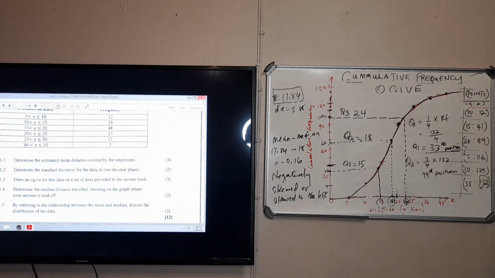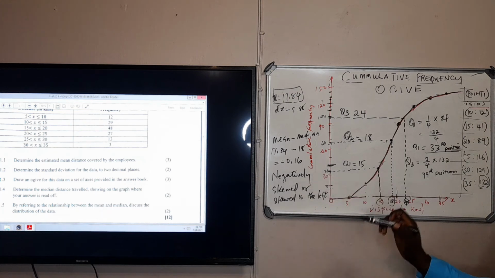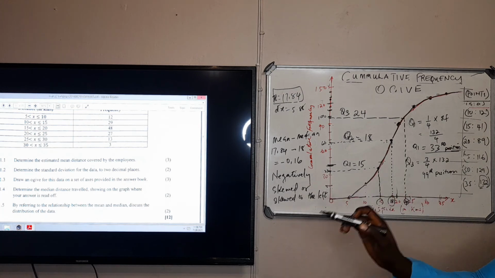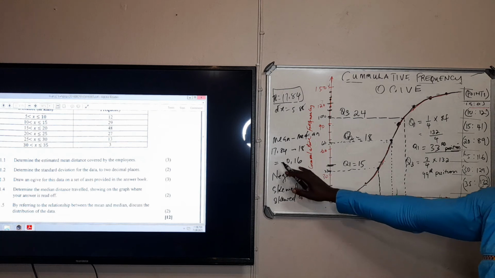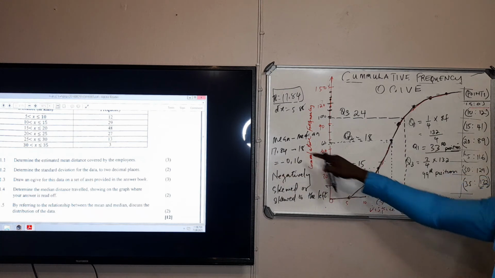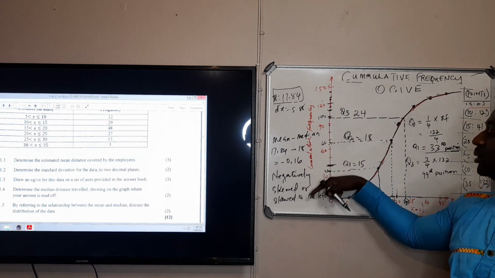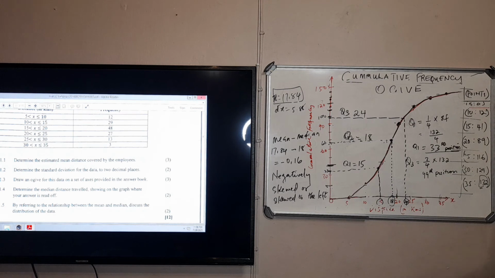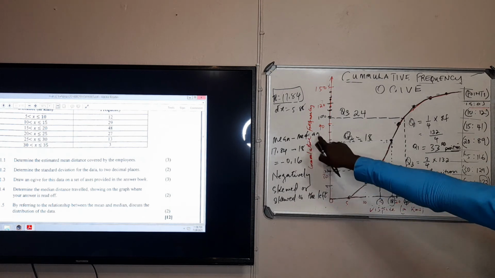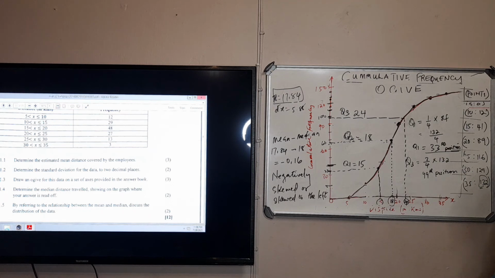So for question number 1.5, by referring to the relationship between the mean and the median, discuss the distribution of the data. For me, my mean was 17,84, my median is 18. So mean minus median gives me a negative answer, and that tells you the graph is negatively skewed. You need to do that calculation before, because they told you to refer to it, before you can make that comparison and give a proper distribution of the data.